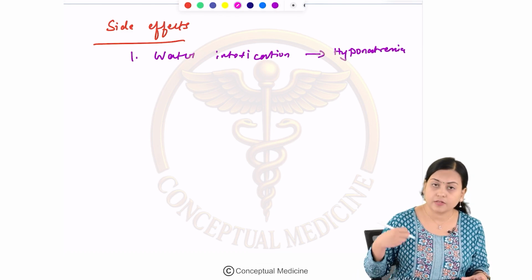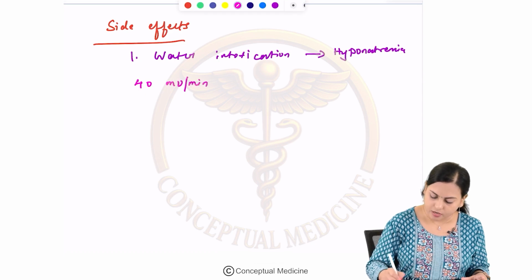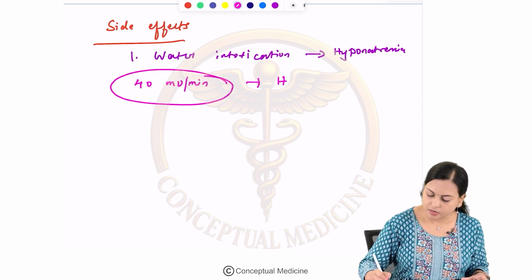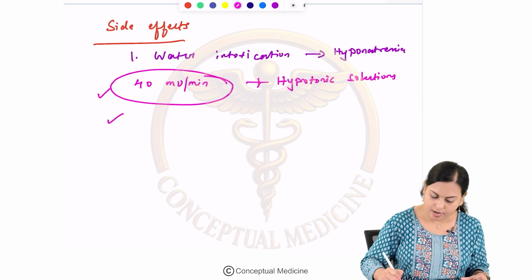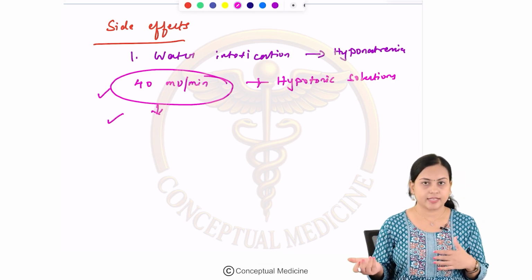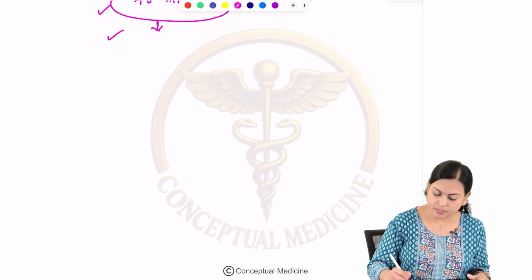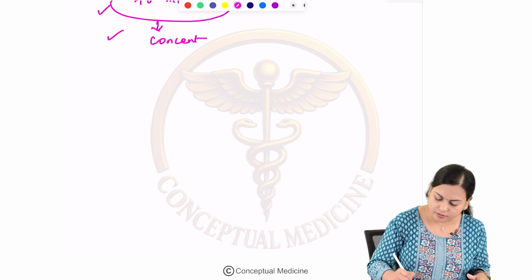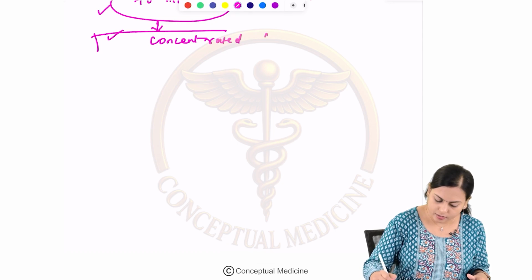So, if you give a high dose oxytocin, that is 40 milliunits per minute, especially with the hypotonic solutions, this risk is considered to happen more. Okay, and this will lead to obviously excessive water retention and excessive hyponatremia as well. So it can be prevented by using more concentrated solutions. Okay, so this is what you have to do. You have to use more concentrated solutions of oxytocin.